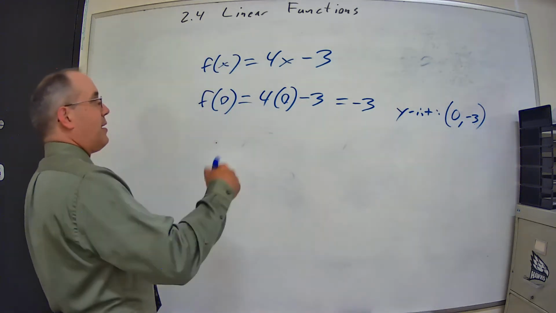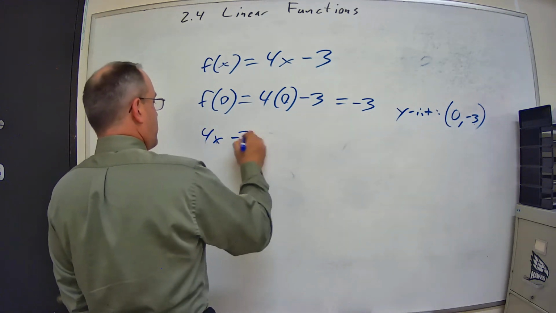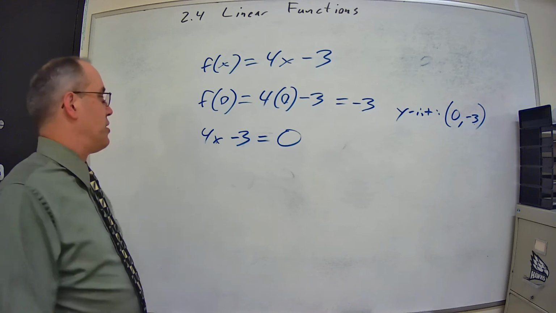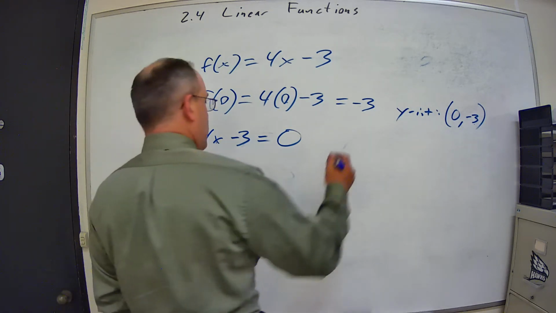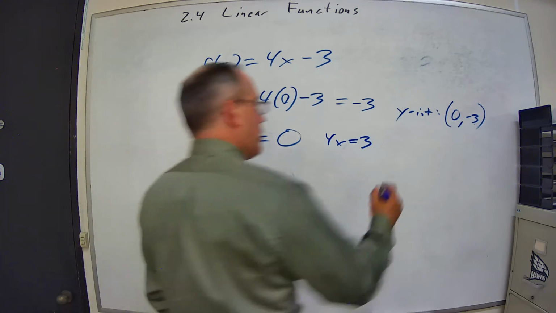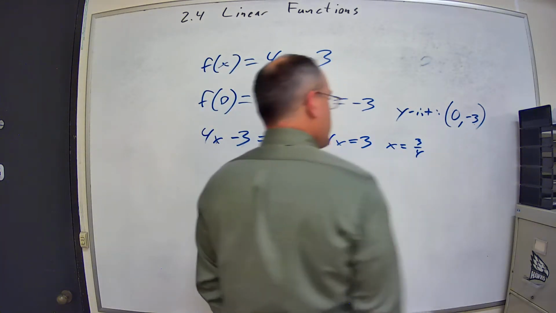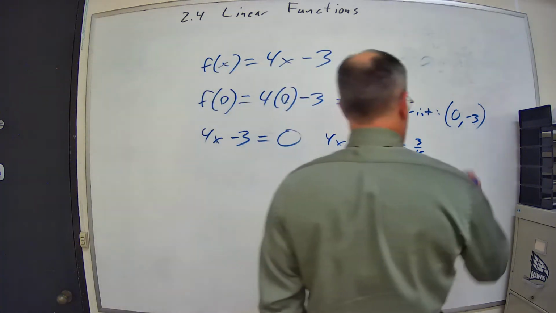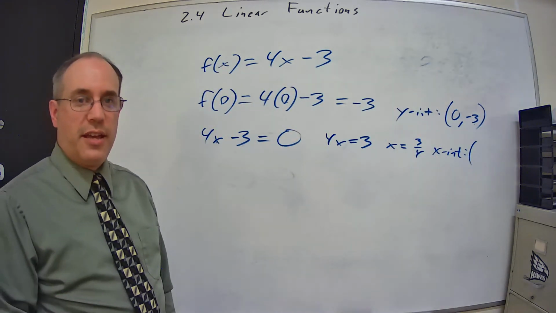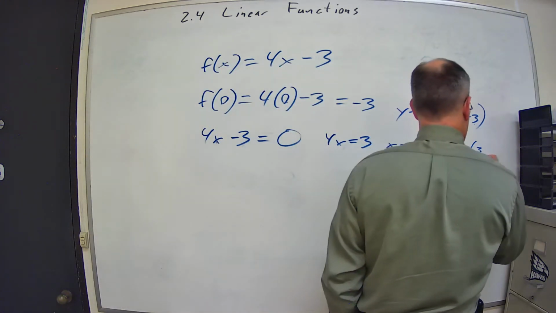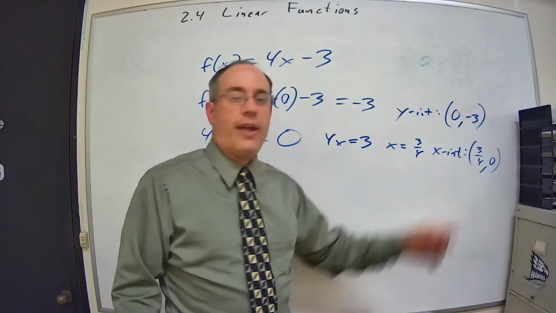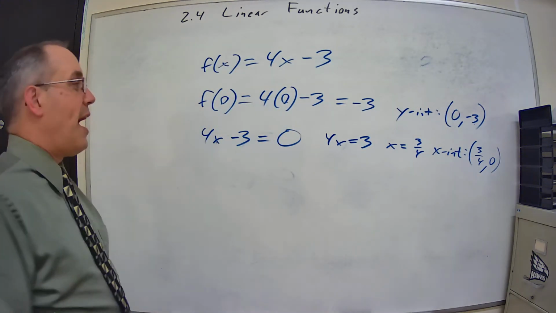Now if we want to get the x-intercept, we're going to say 4x minus 3 is equal to 0. So we set the function equal to 0, or y equal to 0, and solve for x. Add 3 to both sides, 4x is equal to 3, divide both sides by 4, x is equal to 3/4. Again I like to see it as an ordered pair: 3/4, 0. So we have our y-intercept and our x-intercept, which now allows us to graph this line.